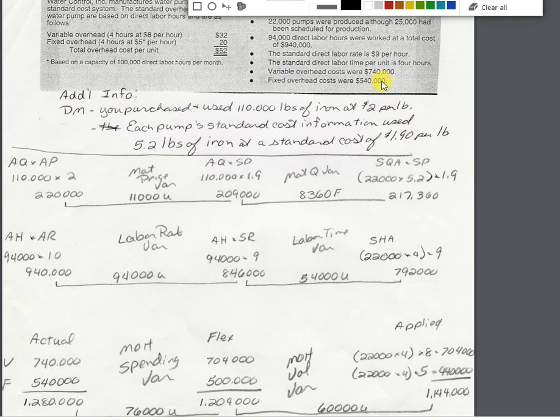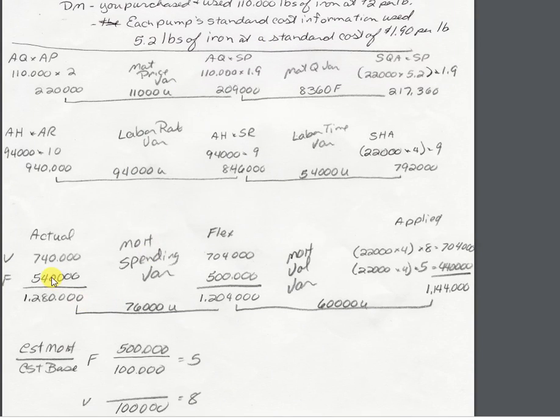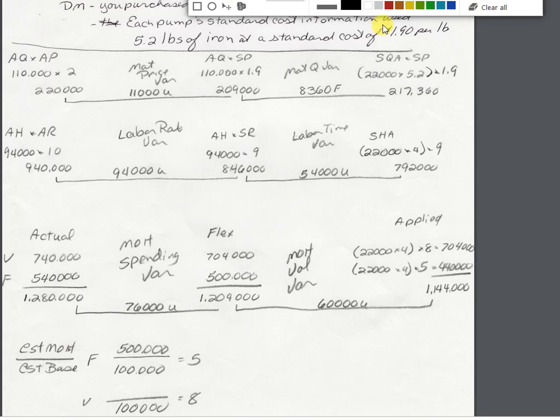Variable overhead costs were 740. So I go down to my actual, I put 740, and fixed overhead were 540. So right now what I have for the information that I know, I've done that one, and I know I've got my 22,000 in there, and I've got my 5 and my 8. And remember, I'm applying these on the basis, if you go read up there at the top, on the basis of direct labor hours. So now I can fill in my 4, so I have direct labor hours times $8 per hour.